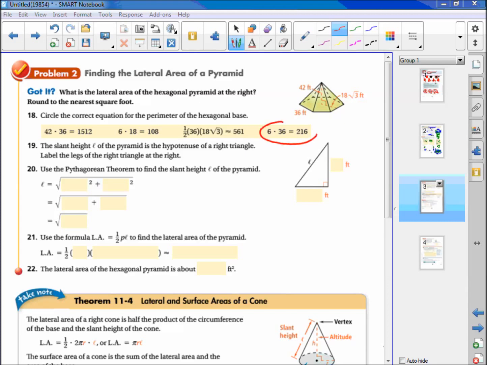So that's going to be this one. There are 6 sides on the hexagon, and each one of them is 36 big. So 6 times 36 will give us a perimeter of 216.